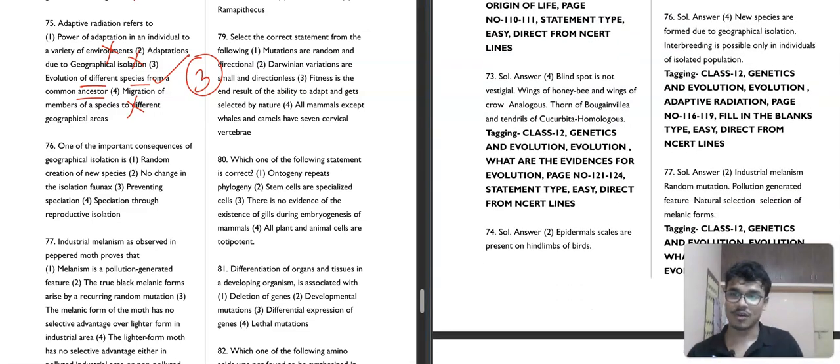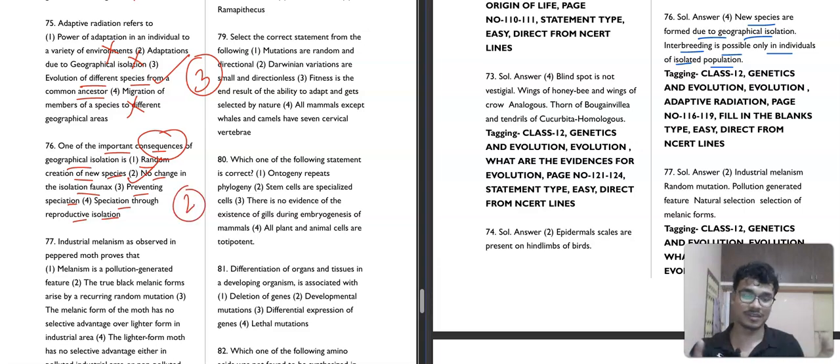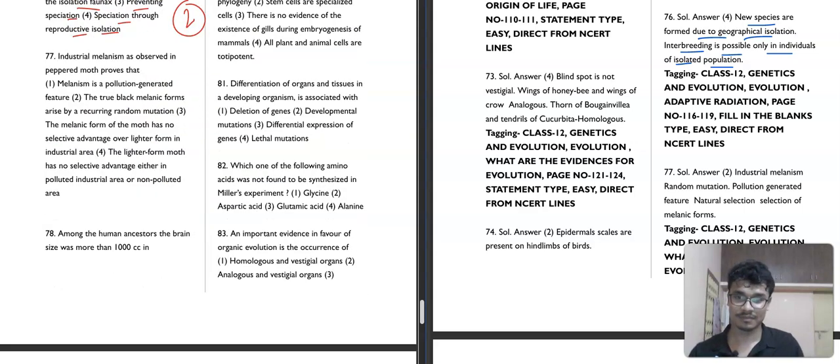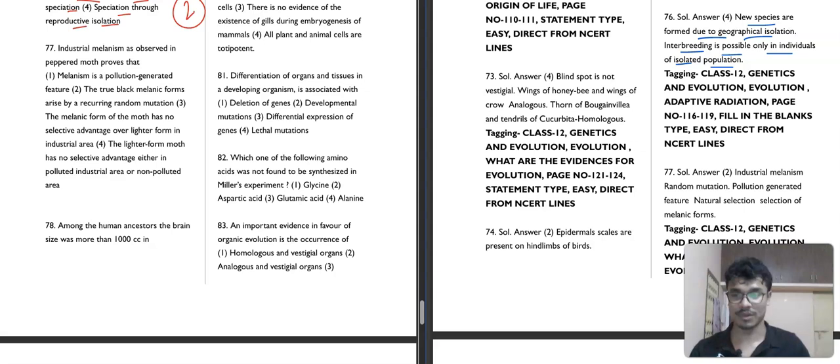It is saying that one of the important consequences of geographical isolation is random creation of new species. Then, no change in the isolation forms, preventing speciation through reproductive isolation. It is saying these are not consequences. The consequence is the no change in the isolation forms, because you can see that the new species are formed due to geographical isolation. Interbreeding is possible only in individuals of an isolated population. So the second option, isolation forms, the new kind of thing will not happen, because there is the limited isolated population.